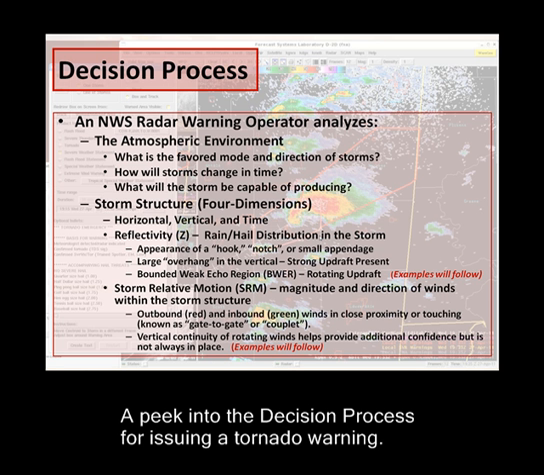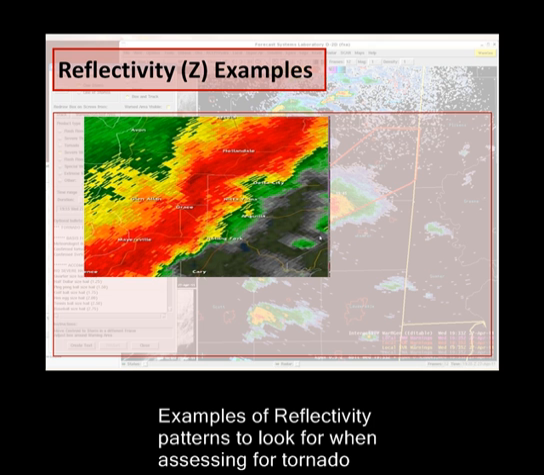When outbound and inbound winds are in close proximity or touching, rotation is tightening, and the likelihood for a tornado is generally increasing. Whenever green and red are so close, it is known as gate-to-gate shear, or gate-to-gate velocity, also known as a couplet. Also, vertical continuity of a couplet helps provide additional confidence to an operational warning forecaster, but is not always present in some cases.